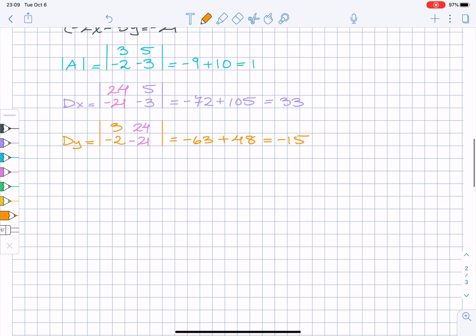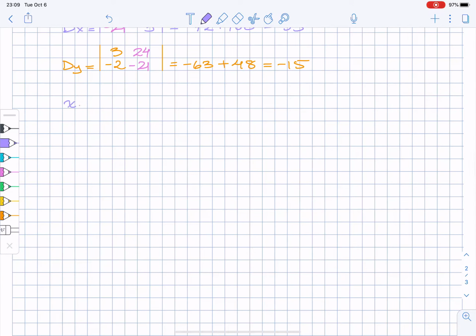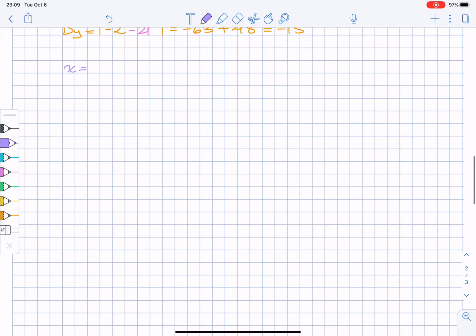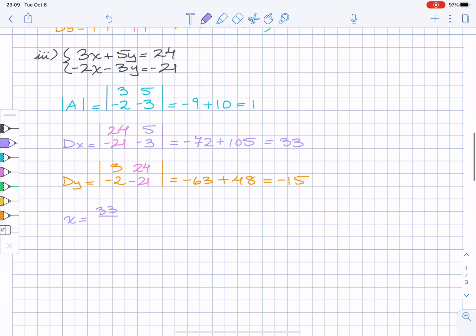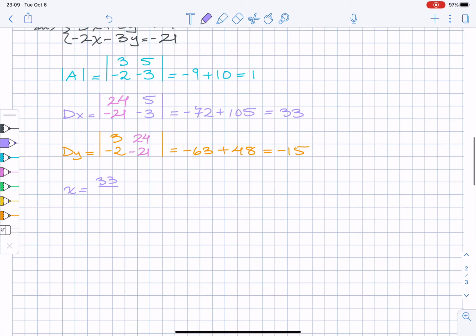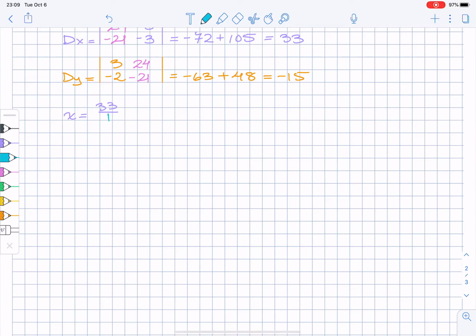So I claim that these imply that x is going to be 33 divided by minus 9 plus 10. Did I get that right? Minus 9 plus 10, yeah, okay, is 1, right? Okay, just making sure. 1, so we get 33. Anything divided by 1 is just itself, so these are kind of silly, but that's okay. Minus 15 divided by 1, so I had to check that we were right. Okay, so minus 15. So the point in the plane where these two meet is at 33, comma, negative 15.